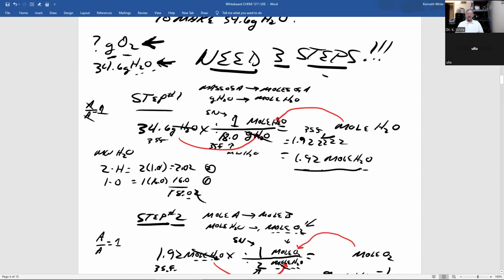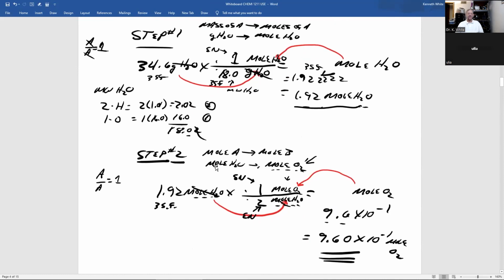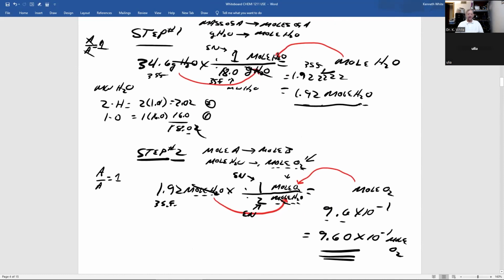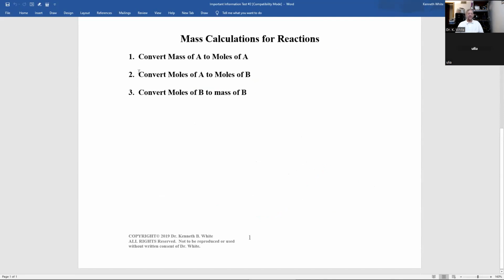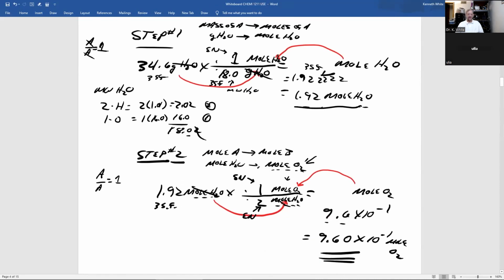Do the math, and we get this number in step 2. That's not the answer we want, because that's moles of water. Eventually, we want to get the grams of water. In step 2, you want to convert the moles of A, in this case water, to the moles of the compound you're trying to get an answer for. In this case, that's oxygen.